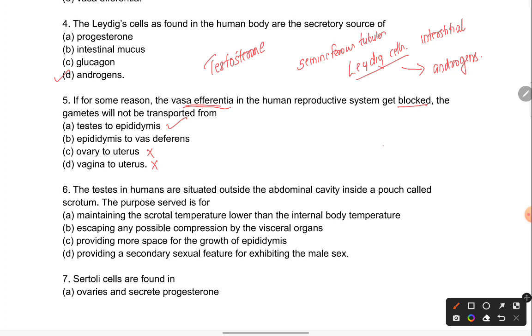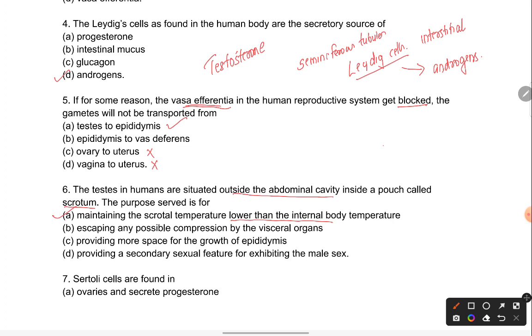See question number 6. The testes in humans are situated outside the abdominal cavity inside a pouch called scrotum. The purpose served is for. What is the advantage of this location? Because it is situated outside the abdominal cavity, the temperature will be less than the body temperature. So the correct option is maintaining the scrotal temperature lower than the internal body temperature.